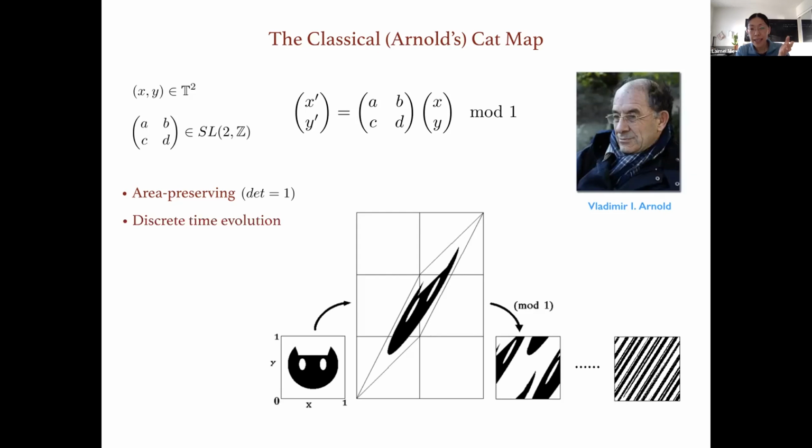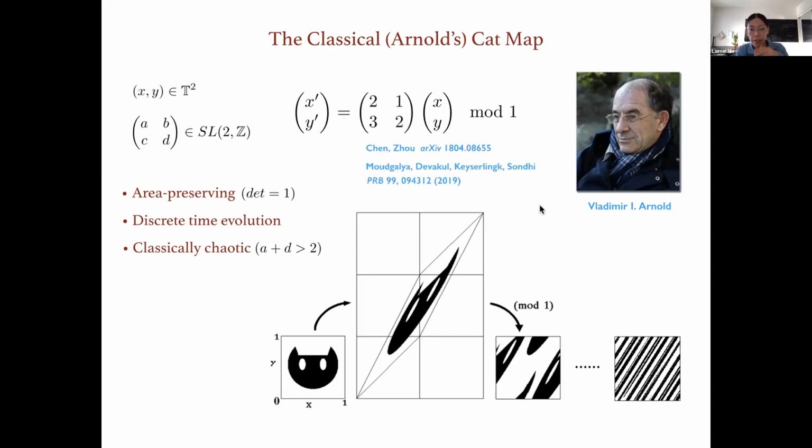And it's a discrete time evolution, so at each time step, you just keep applying this matrix. And in the end, you get a very chaotic picture of the cat. You don't even recognize this is a picture of a cat. It turns out that when A plus D, the trace of the matrix, is larger than 2, this map will be classically chaotic. It's mathematically proven. So these are some nice properties and basic information about the classical cat map.